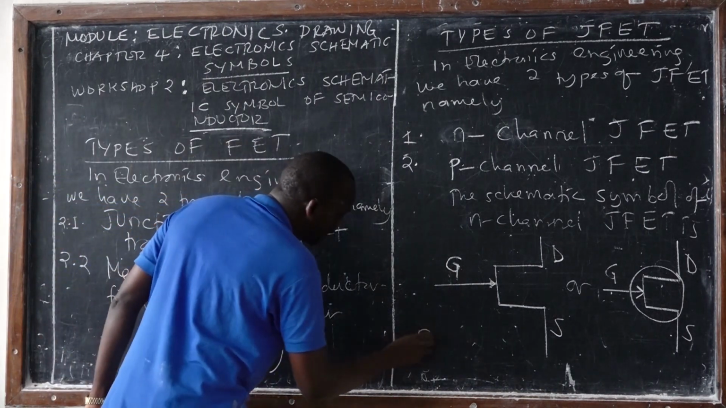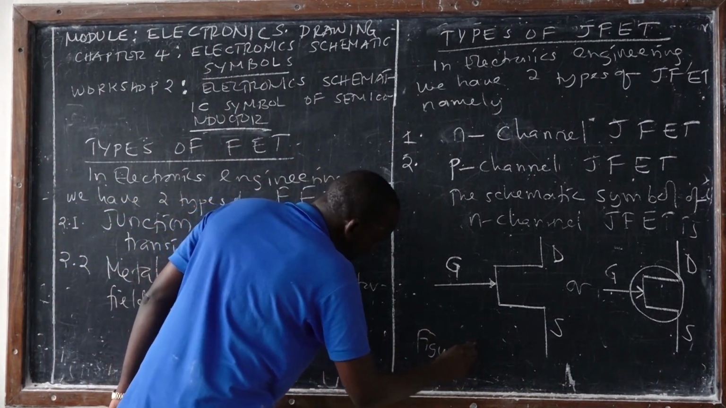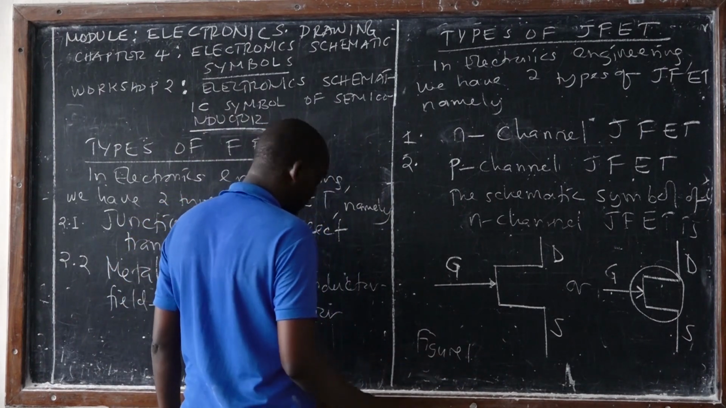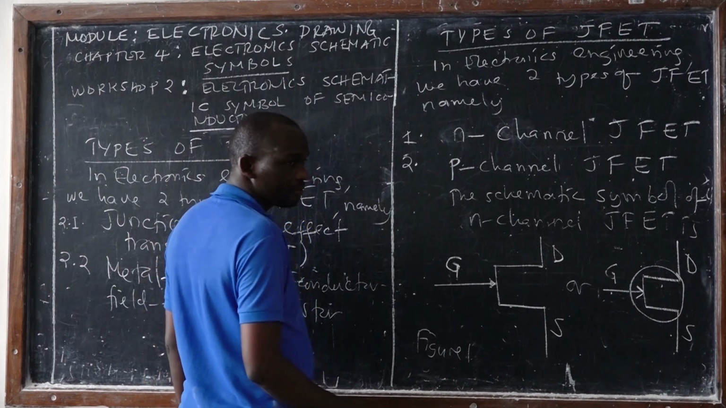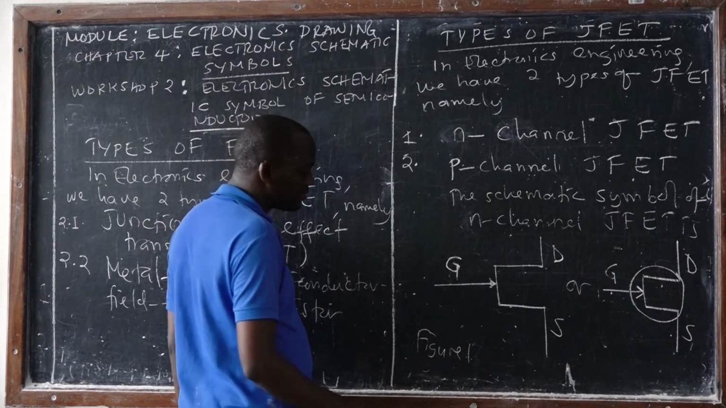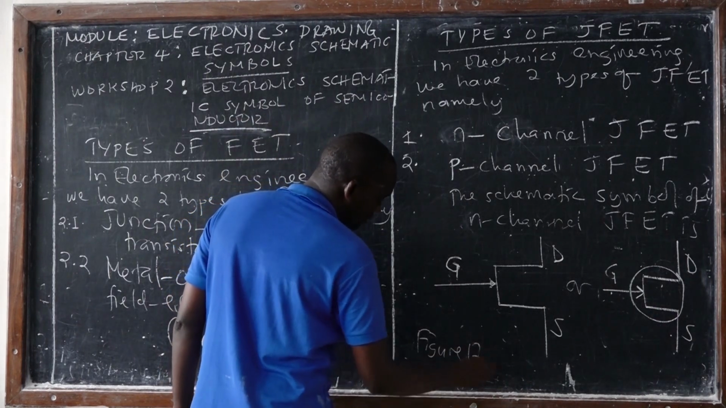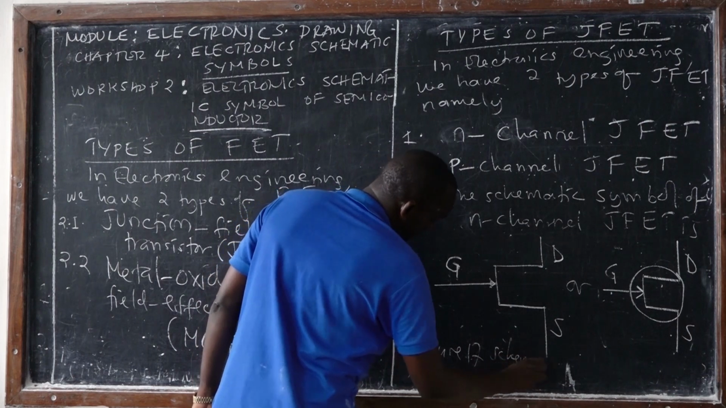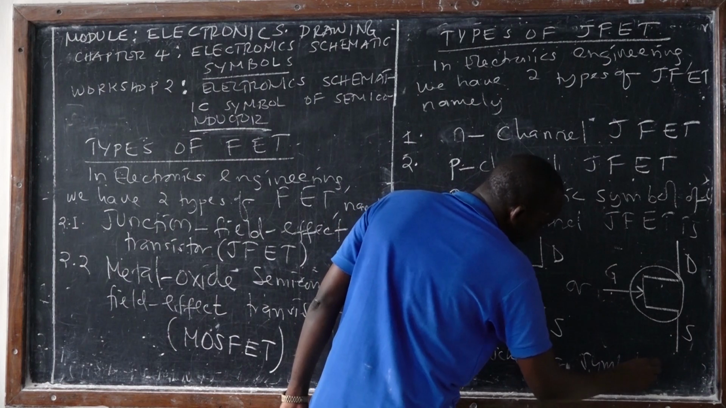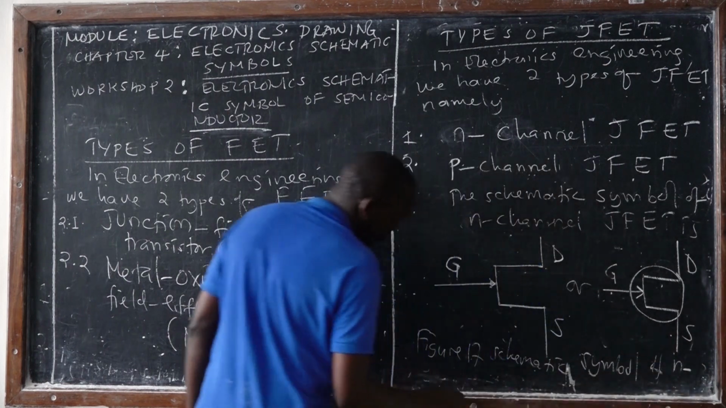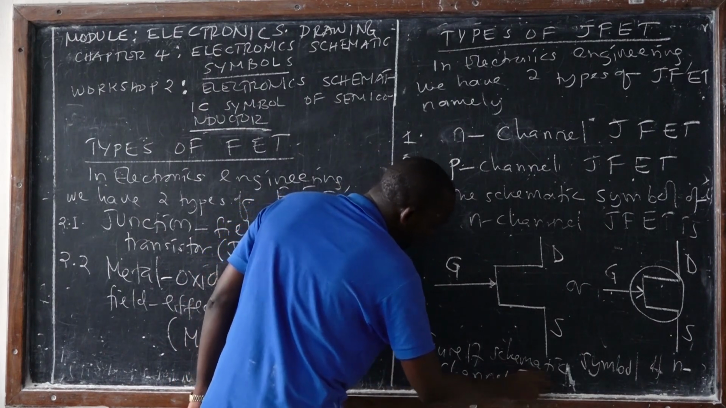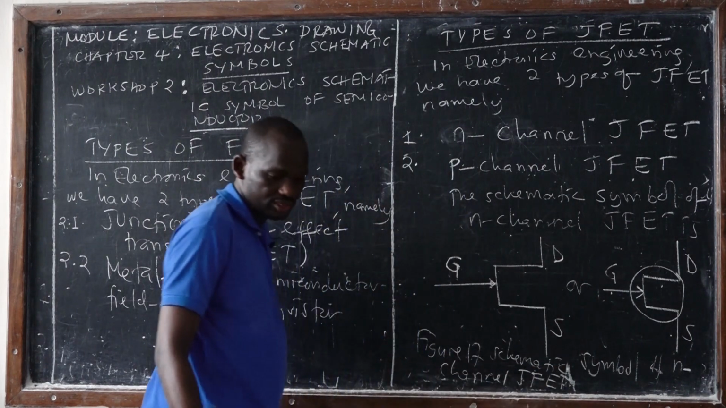So this is figure what? Figure number 17. Schematic symbol of N-channel junction field effect transistor.